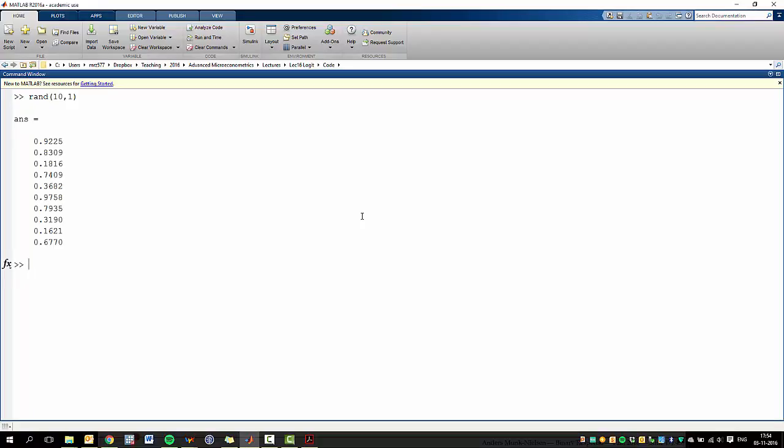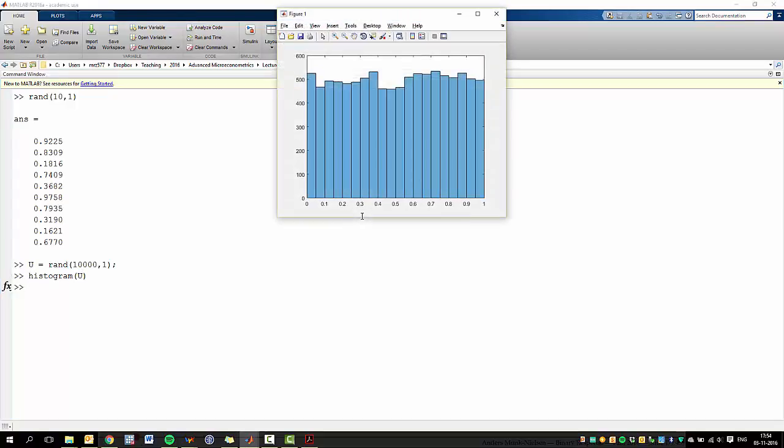What it means is essentially that if we drew a whole bunch of these and did a histogram, let's take 10,000 draws and do a histogram of U, then this is what we get out. It's approximately flat, so you can see that we have something just over 500 observations between 0 and 0.05, just under 500 here, close to 500 here.